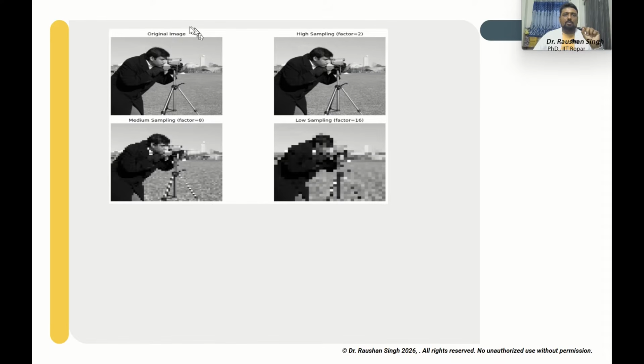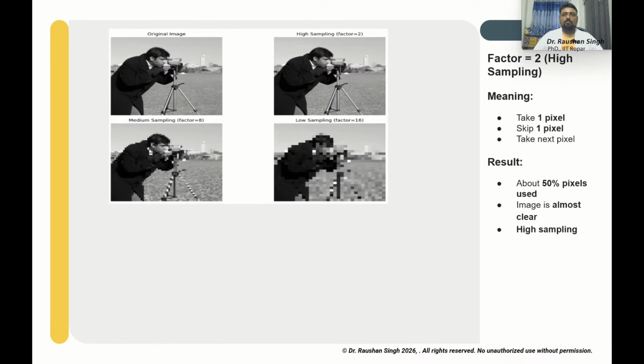For example, with the original image and sampling factor 2 image, you are not able to find much difference, but the size of this image is lesser because the pixels are half. That is the way of reducing the size of the image also, you can say. But at the same time, the quality will also decrease. So the same thing is explained here.